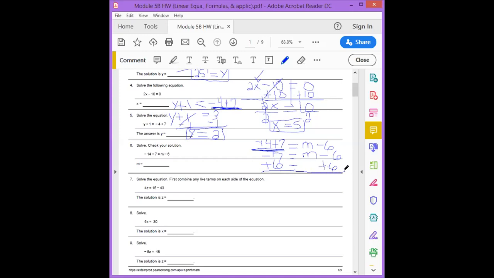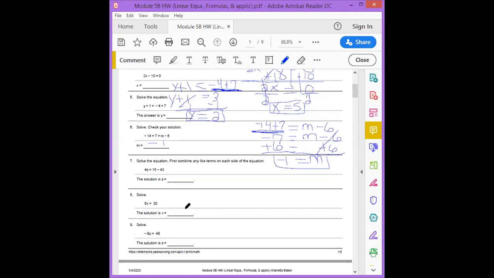And when we add 6 on the right, the 6's will cancel. So we're left with m on the right side. Bring down your equal sign, and negative 7 plus 6 is negative 1. That's our solution. M equals negative 1.